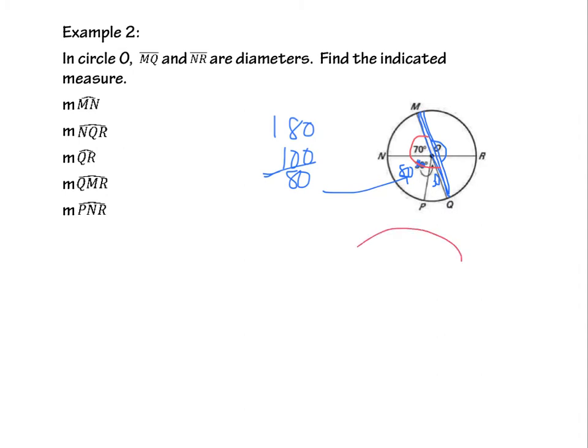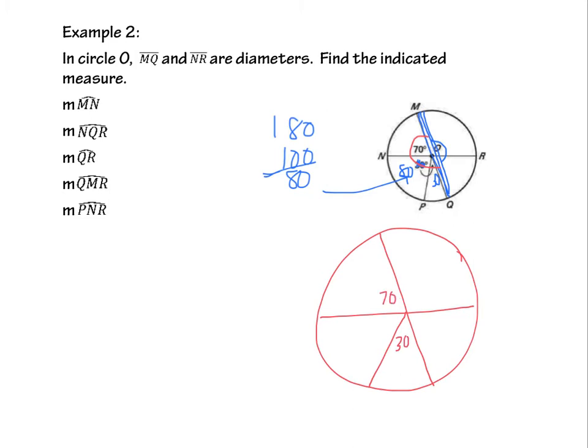So if I were to redraw this bigger so we can see this better, this right here is 30, this is 70, and together we know that this whole thing is 180, so this must be 80 because then they will equal 180.